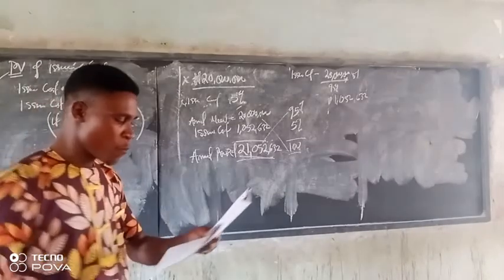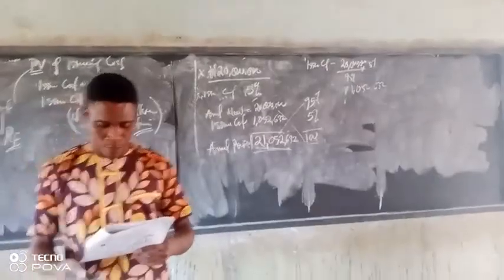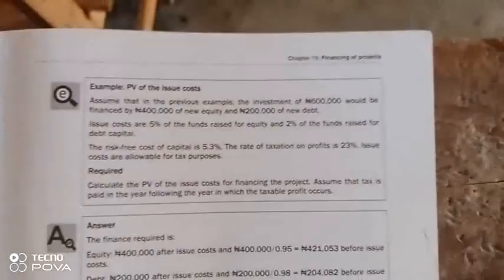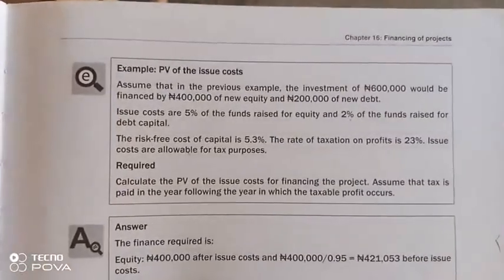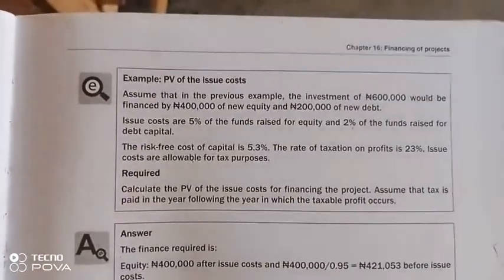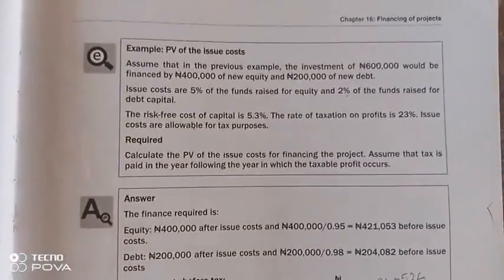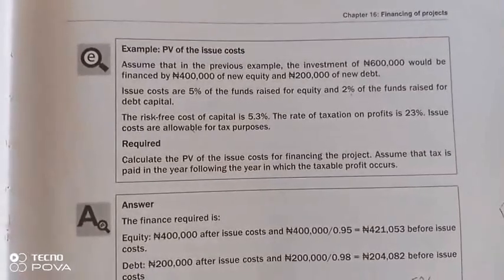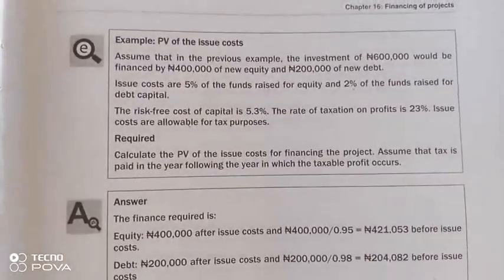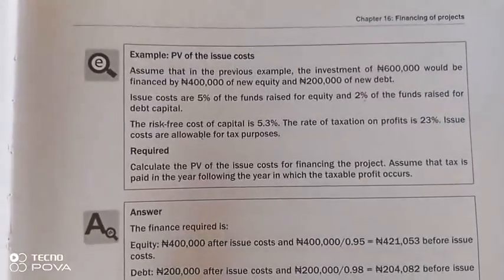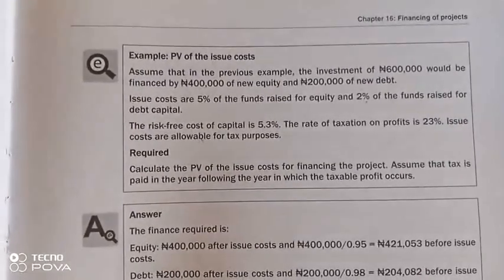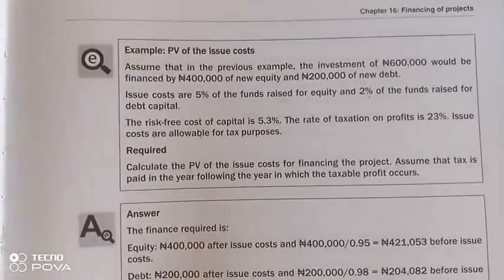Now let's go to the sample, going to the previous sample, issue cost. Same question, issue cost. Example: assume that in the previous example, the one we did in our last session under APV, the investment of 600,000 will be financed by 400,000 of new equity and 200,000 of new debt. Issue costs are 5% of the funds raised for equity and 2% of the funds raised for debt capital. Calculate the PV of issue cost.